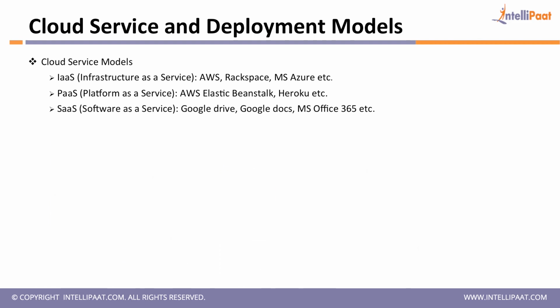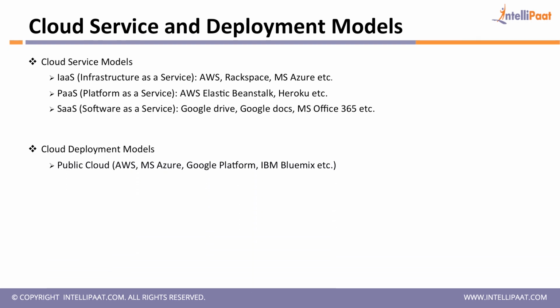Then we have something called different deployment models. We have public cloud like AWS, Microsoft Azure, Google Cloud Platform, IBM Bluemix. So what is public cloud? You can access these things over the internet. So if you have an internet connection, you can go ahead and access all these cloud services from any of the vendors mentioned here: AWS, MS Azure, Google Cloud Platform, or IBM Bluemix. That is public cloud.